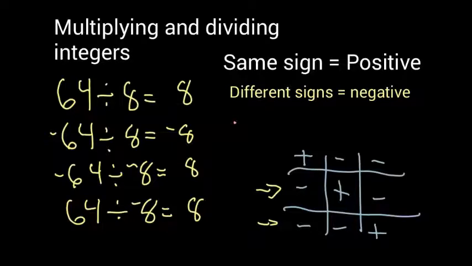And then the last one, positive 64 divided by negative 8. That's this one right here. So that is going to be a negative because the signs are different.